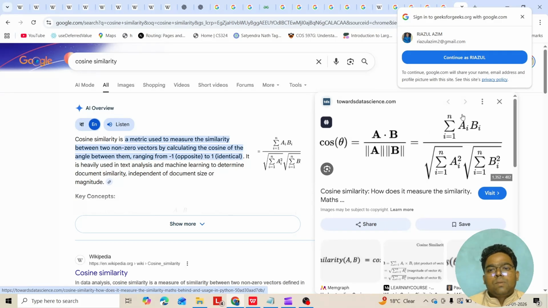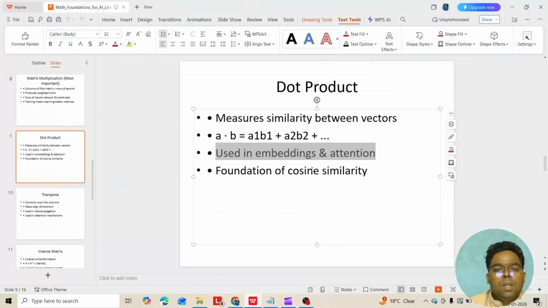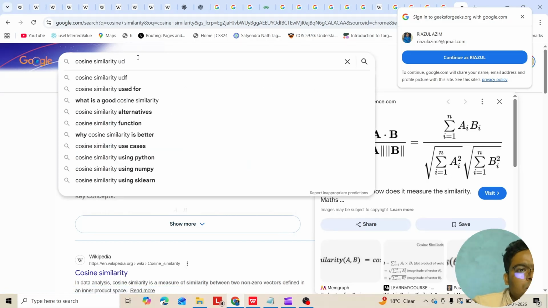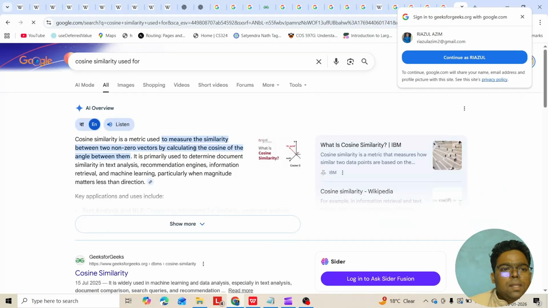So that is nothing else but the sum over a_i times b_i. That is also a dot product that is used here, and cosine similarity is used here to find the distance itself. So what are the use cases you can find? It is used to measure the similarity between two non-zero vectors by calculating the cosine of the angle between them.